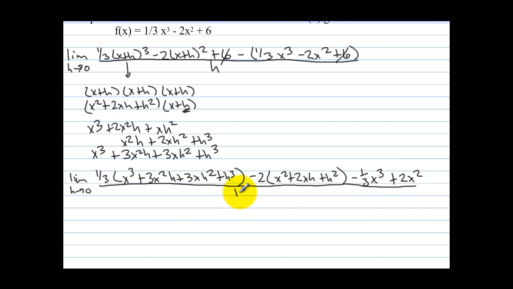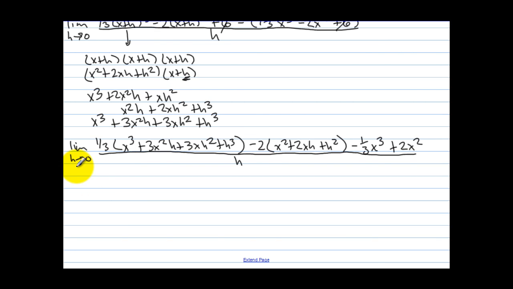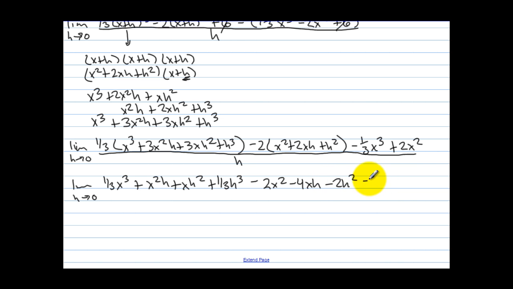We're trying to get rid of the h in the denominator. Let's see if that happens. Next, we have the limit as h approaches 0 of 1/3 x to the third plus x squared h plus xh squared plus 1/3 h to the third minus 2x squared minus 4xh, and then minus 2h squared. And on the end we have minus 1/3 x to the third and plus 2x squared. And once again, that is all over h. We have not gotten rid of the h yet.